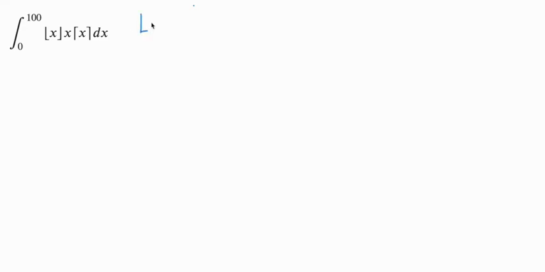The floor function represents rounding a number down. So if I have the floor of 0.5, that's going to be rounded down to 0. The ceiling represents the opposite and it rounds a number up. So if I have the ceiling of 0.5, I will round it up to 1.